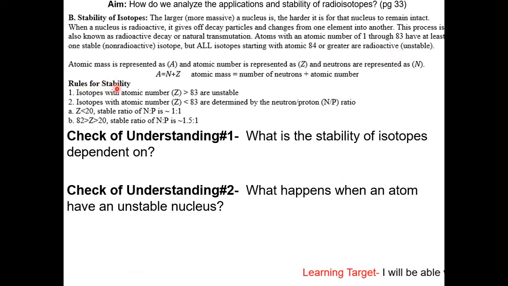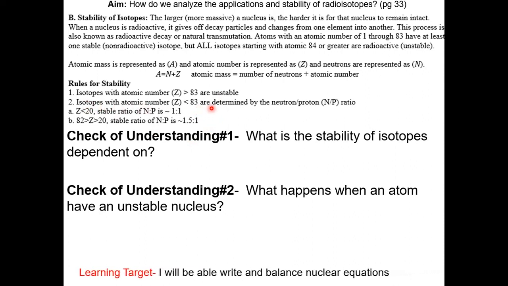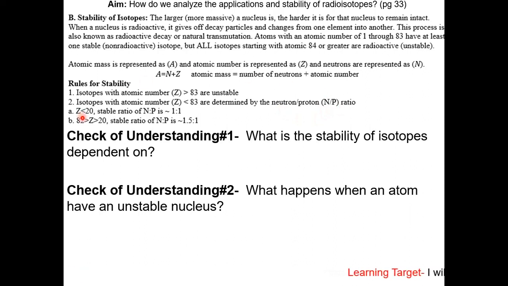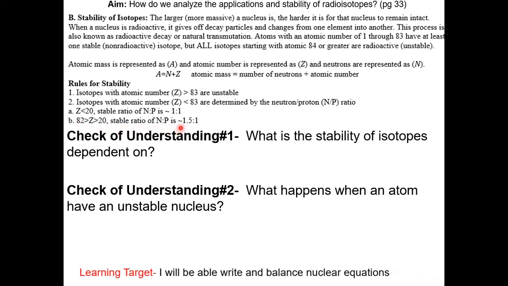Here are the rules for stability. The first rule is that isotopes with atomic number greater than 83 are unstable, which means they're radioactive. The second rule is that isotopes with atomic number less than 83 are determined by the neutron to proton ratio. If the atomic number is less than 20, meaning small elements, the stable neutron to proton ratio is 1 to 1. If the atomic number is between 20 and 82, the stable neutron to proton ratio is 1.5 to 1.